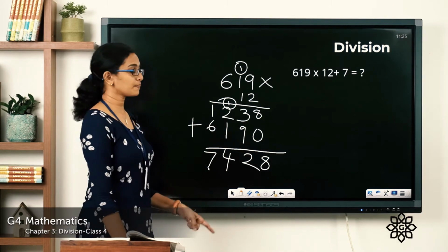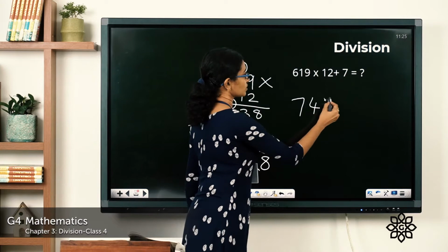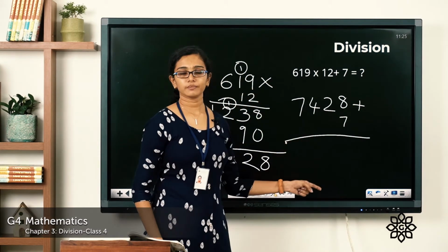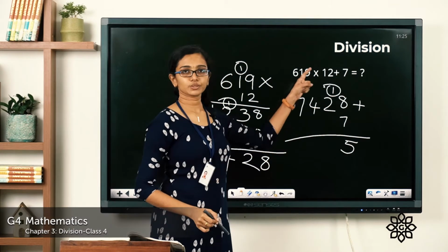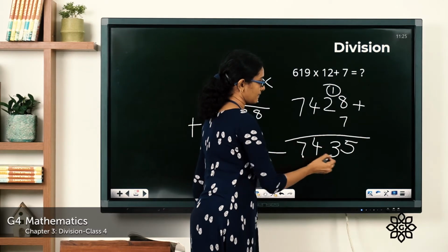Now what is the next step? Adding the remainder. So 7, 4, 2, 8 plus 7. What is 8 plus 7? 15. Carry over 1, 2 plus 1, 3. Bringing this 4 down, bringing 7 down.